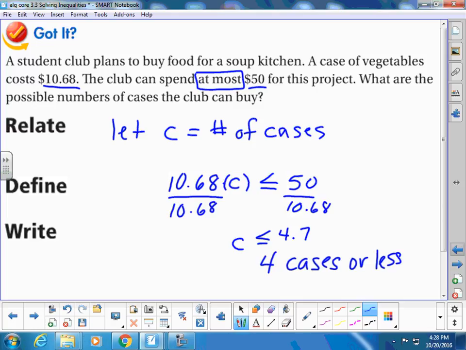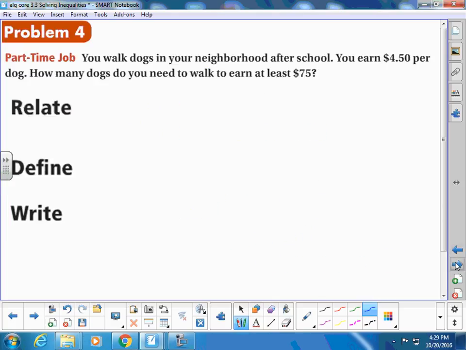So that is my answer. I can buy 4 cases or less. I can't buy any more than 4. I could almost buy 5, but not quite. So I want you guys to do this second one, this problem 4.